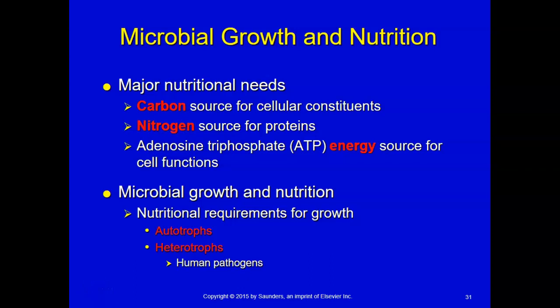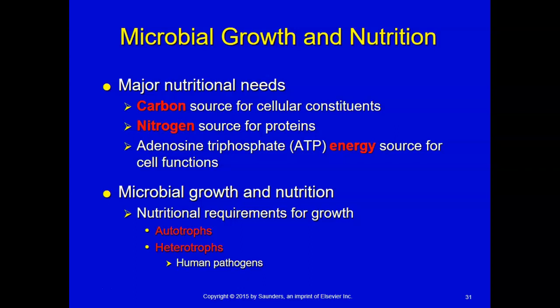In Chapter 1, Part 4, we are going to start off talking about what bacteria like to eat. Bacteria all have three major nutritional needs for growth. That is a source of carbon for its cellular constituents, a source of nitrogen for proteins, and a source of energy, or ATP, for cell functions.